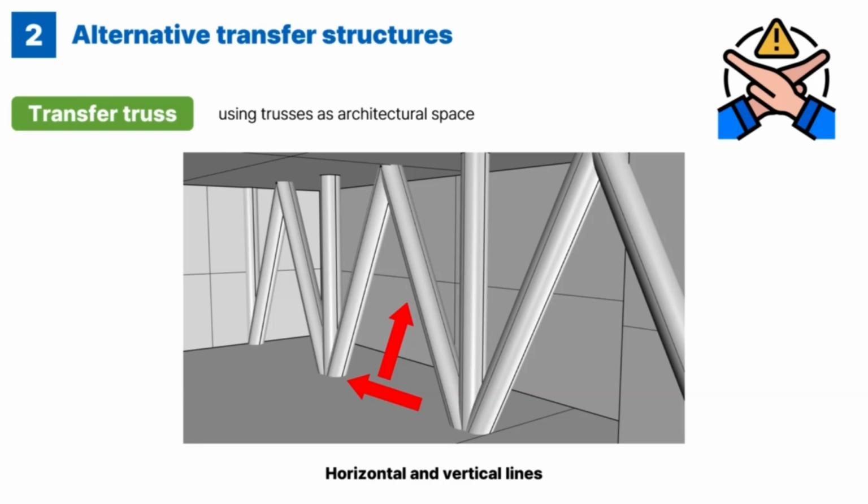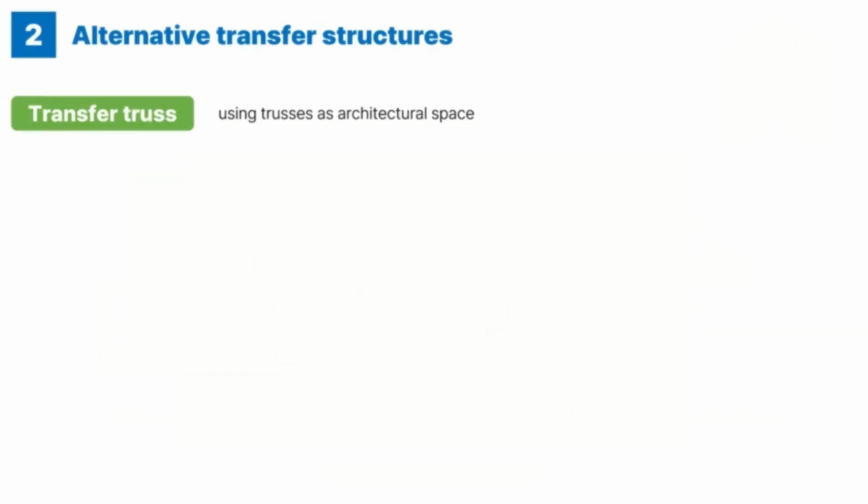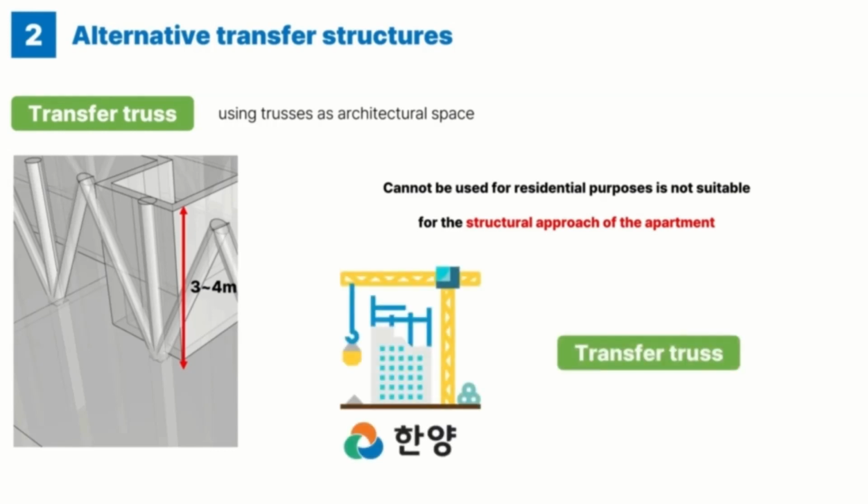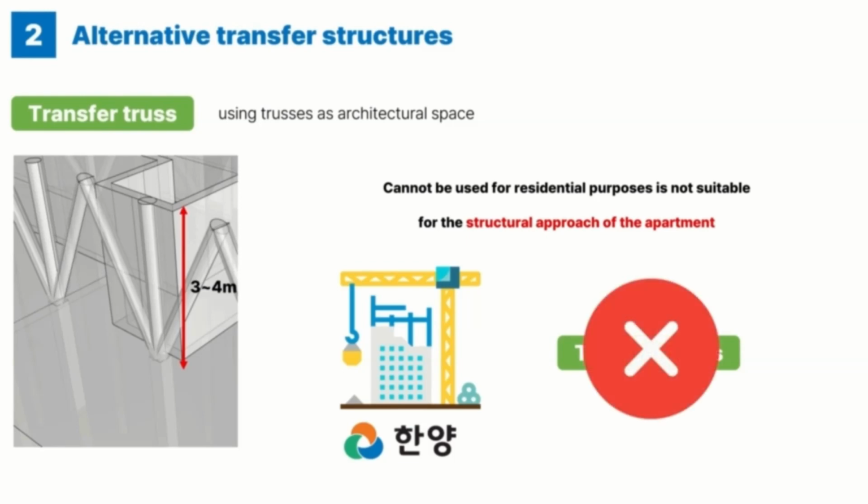Apartments thrive on having a significant amount of residential space as it directly impacts profitability. However, utilizing 3 to 4 meters of space that cannot be used for residential purposes is not suitable for the structural approach of the apartment. This limitation hinders the potential for maximizing the revenue-generating residential areas. Consequently, the current structural approach with transfer truss is not considered optimal for Hanyang Sujain apartment due to the inefficiency in utilizing the available space.